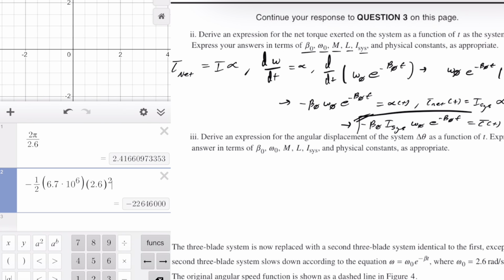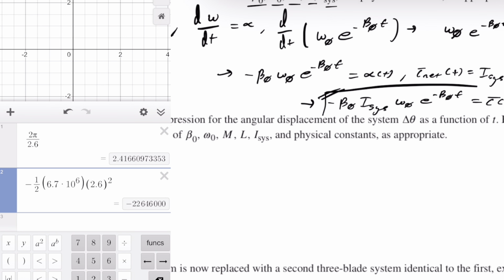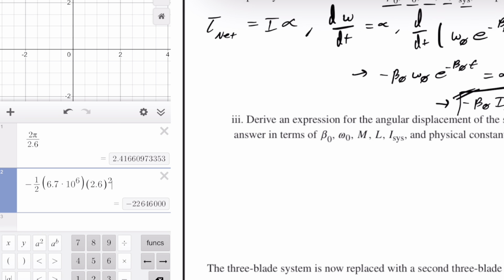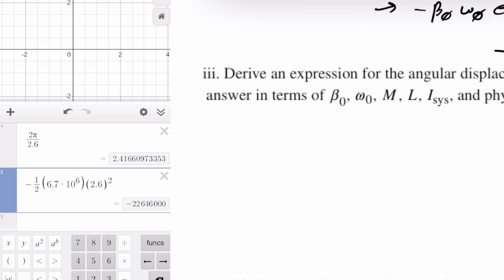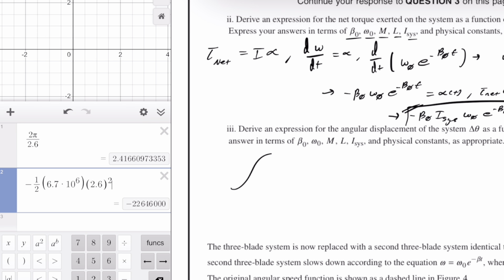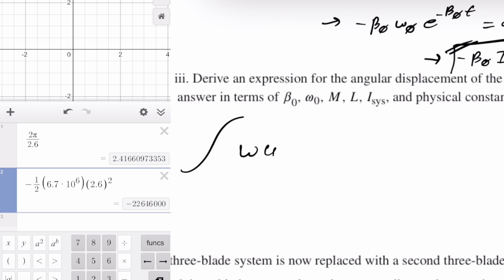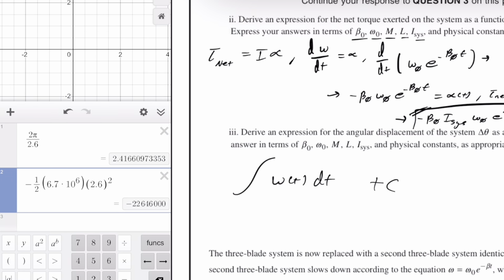So let's get into the next one. Derive an expression for the angular displacement delta theta as a function of time t. Express your answer in terms of b naught, w naught, m, l, and so basically the same constants as before. So what we're going to do here is be very careful. We cannot do this indefinite integral of w of t dt. Well, we could, but we're not going to, because we would need a plus c, which would be our initial w naught that we have to pay respect to.